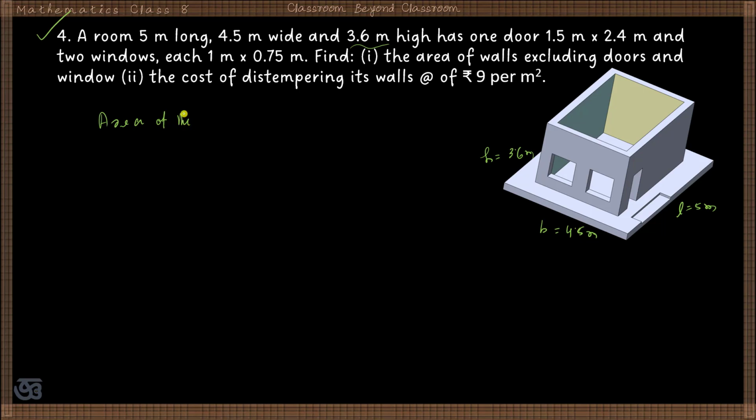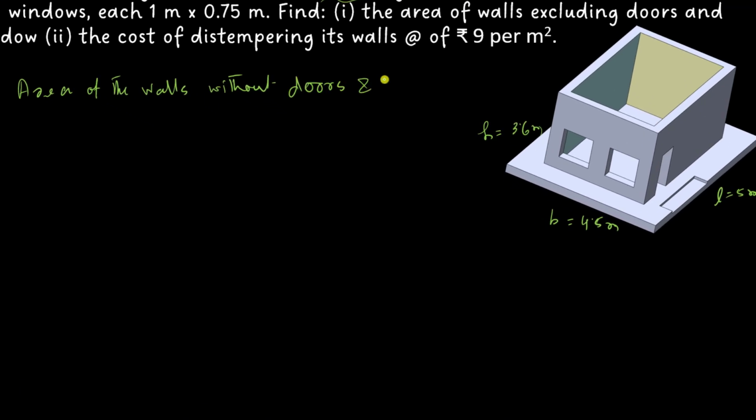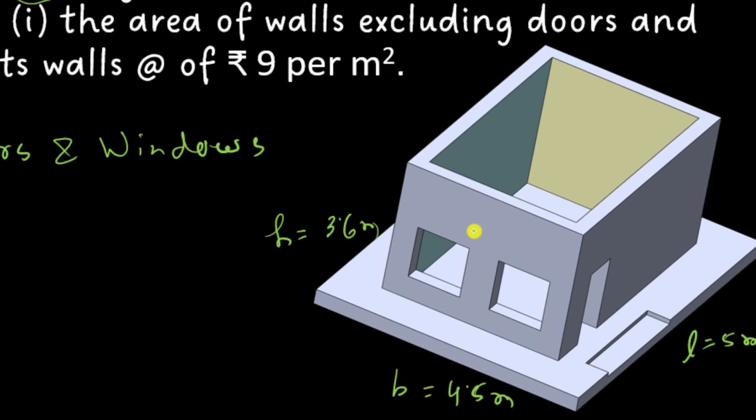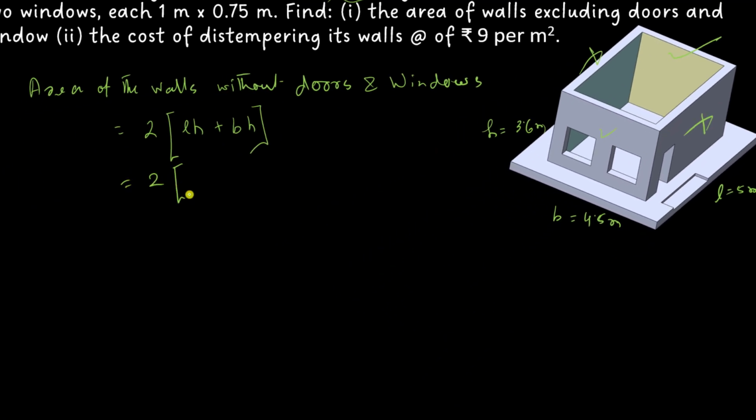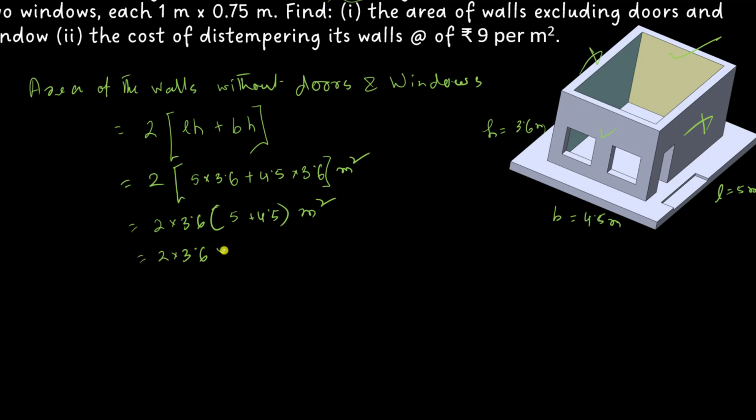So area of the walls without doors and windows is equal to 2 times LH plus BH. So this one and this one and this one and this one, and that is equal to 2 times L is 5 into H is 3.6 plus B is 4.5 multiplied by 3.6, and this is meter square. So if we take 3.6 common, then this is 5 plus 4.5 meter square. This is 2 into 3.6 multiplied by 9.5 meter square. This is equal to 70.56 meter square.